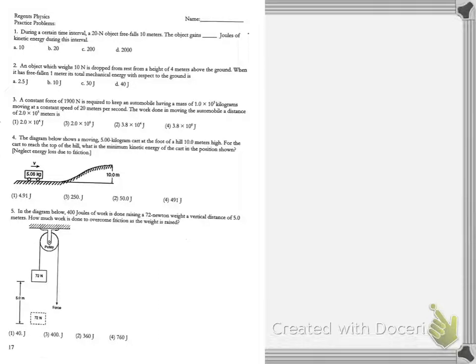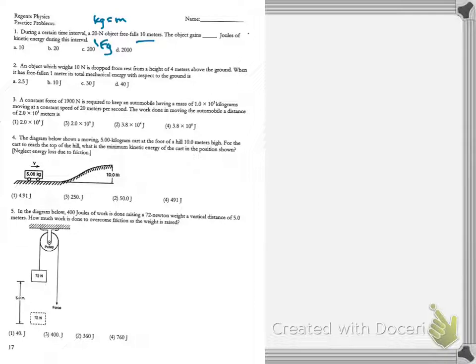All right, this is earlier practice for the work and energy exam. During a certain time interval, a 20 Newton object. So this 20 newtons is the weight. Remember, if it's in kilograms, then it's the mass. Free fall is 10 meters. The object gains how many joules of kinetic energy?